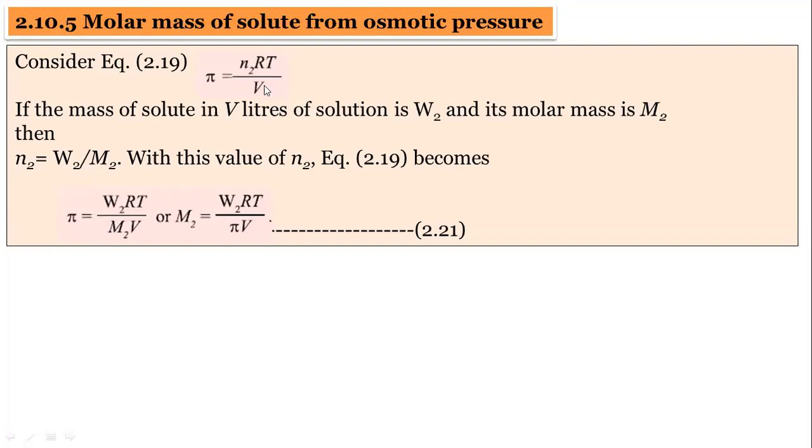Pi is equal to N2RT divided by V. Now, what is V? If the mass of the solute in V liters of solution is W2 and its molar mass is M2, where W2 is the mass of the solute and M2 is the molar mass of the solute, then N2 is equal to W2 upon M2. Putting this value of N2 in this equation, it will be W2RT upon M2V. We have to derive the equation: by rearranging this term, M2 is equal to W2RT divided by pi into V. So again, this molar mass of a solute and osmotic pressure is required for numerical purposes.